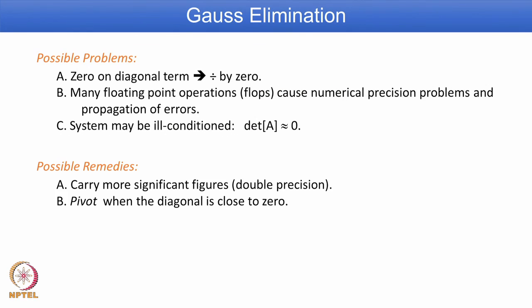There are solutions available for these kinds of problems. One, you can carry more significant figures. So, instead of limiting to 3 decimals, you can use double precision which handles up to 16 significant positions after decimals. Then it is also possible to have different pivoting strategies. In the next few slides we are going to talk about different pivoting strategies.